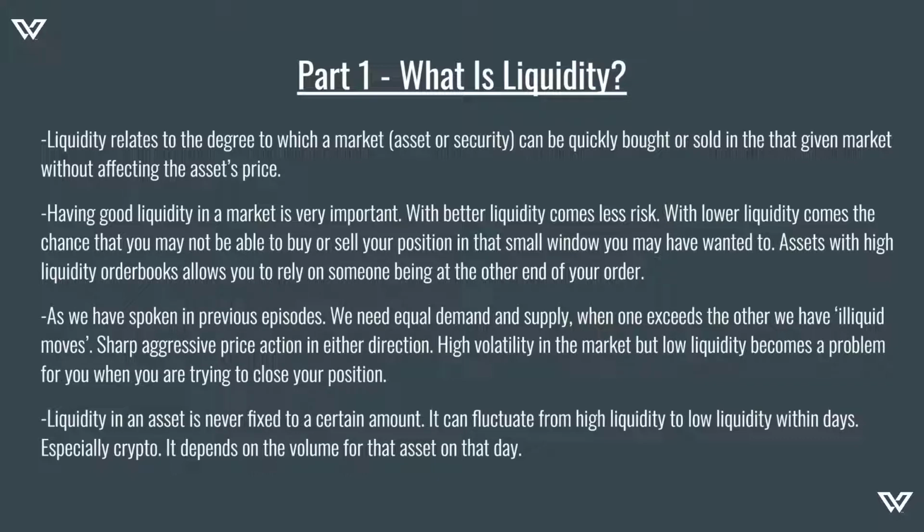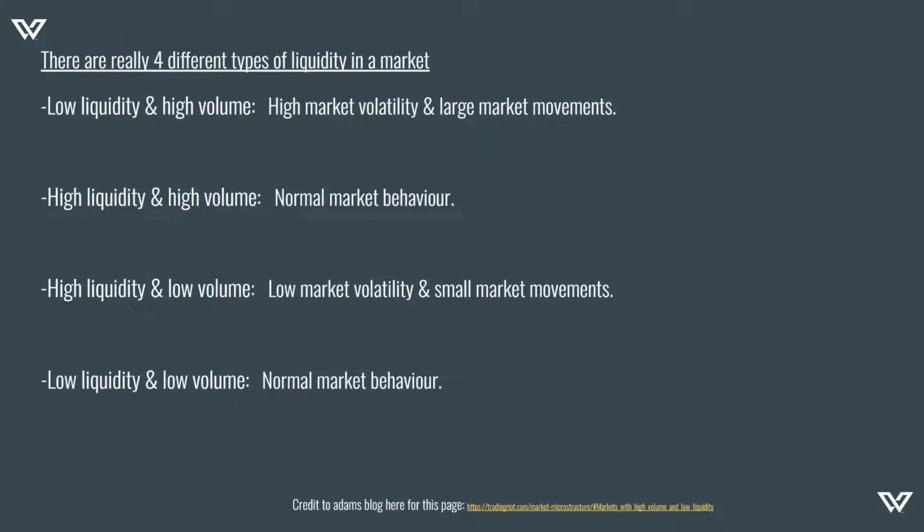Liquidity in an asset is never fixed to a certain amount. It can fluctuate from high liquidity to low liquidity within days, especially in crypto. It depends on the volume for the asset during the day. For example, you could be trading something one day and it's fairly low liquidity, and the next day, for whatever reason, there's news in that asset. So a crypto has news, and now you have all this volume coming in. You're going to be able to buy and sell positions a lot easier.